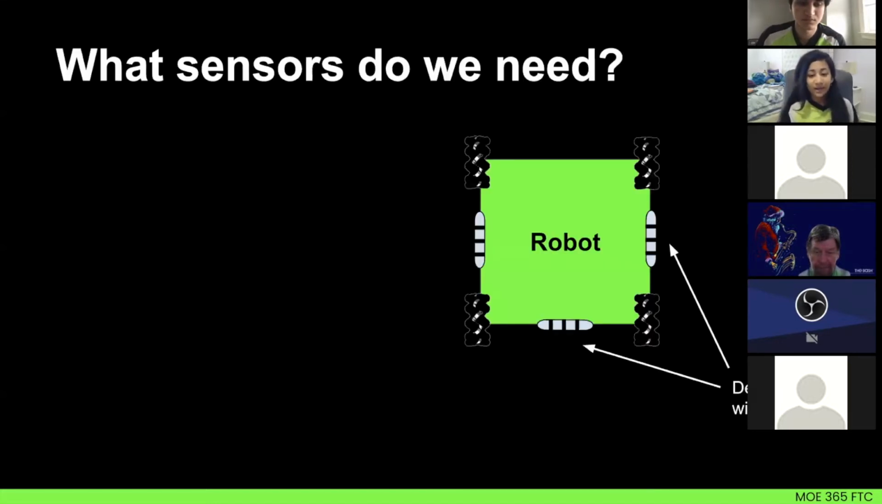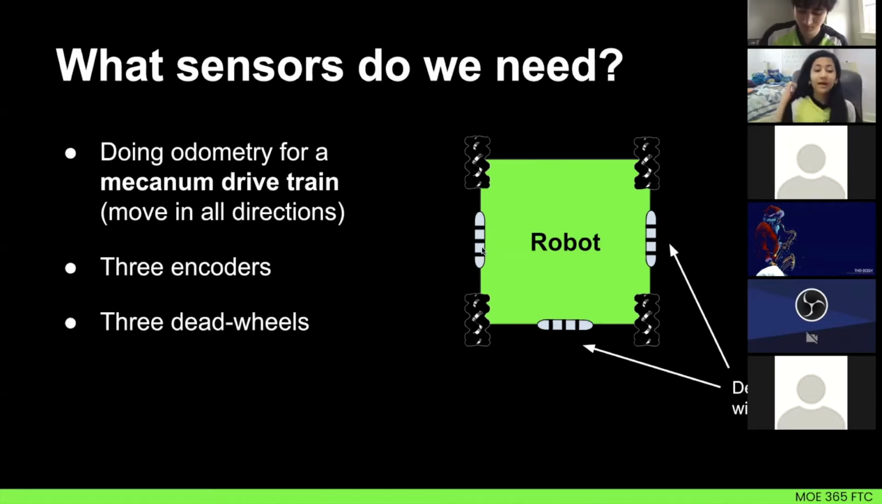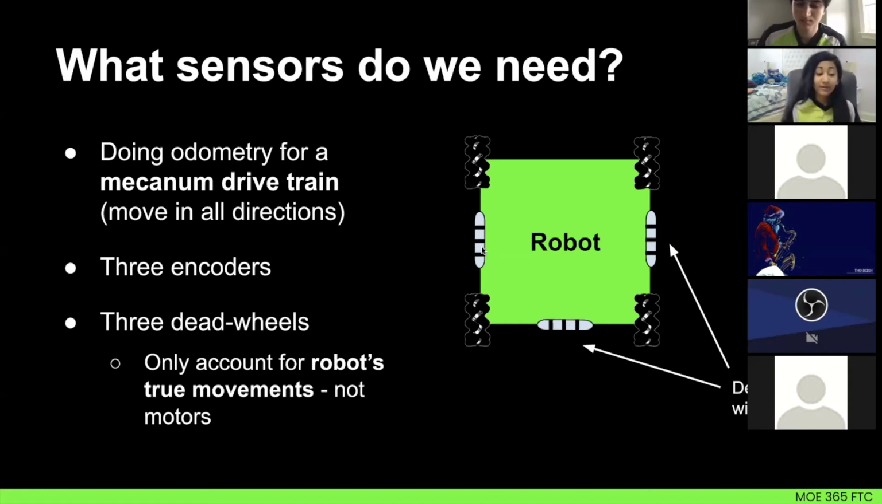Well, we use encoders. Encoders, as you can see, are on the left, right, and bottom of the robot, and they're attached to dead wheels, which are also on the left, right, and bottom of the robot. And keep in mind that this odometry is for a mechanical drivetrain. So if you're using a different way of wheels and movements, this probably won't apply.